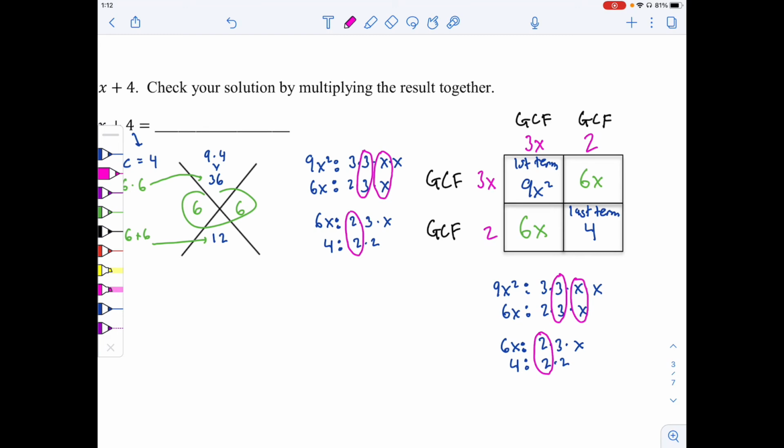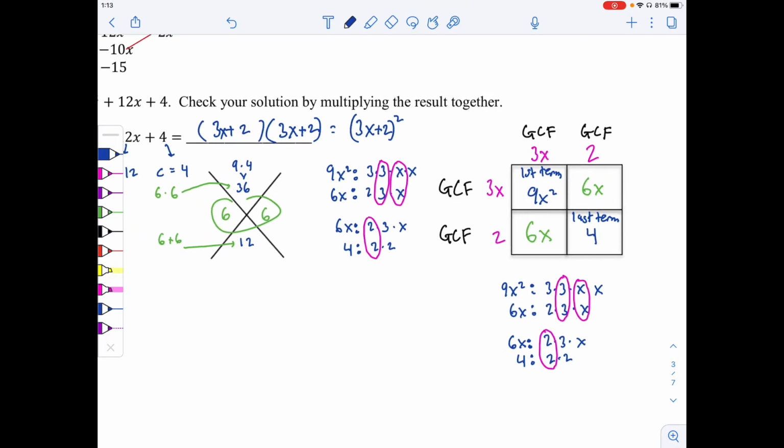So our solution is going to be 2 factors. We got 3x plus 2, and then 3x plus 2 again. So that's our answer, 3x plus 2 times 3x plus 2. You can also write this as 3x plus 2 squared, because there's 2 of them. Same thing, 3x plus 2 squared.